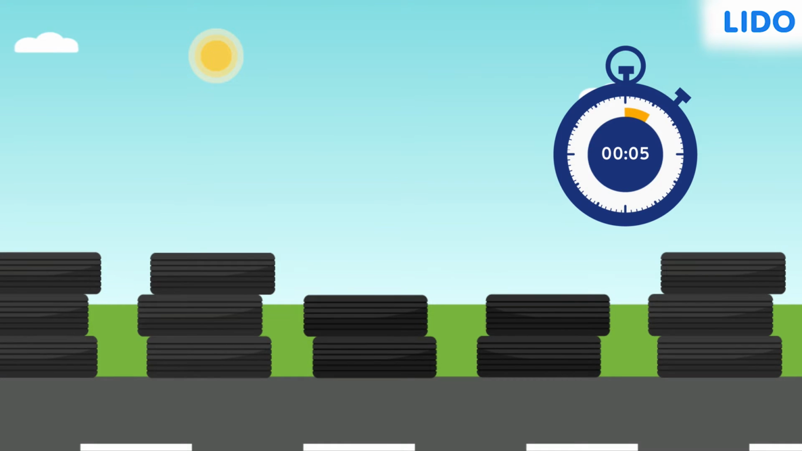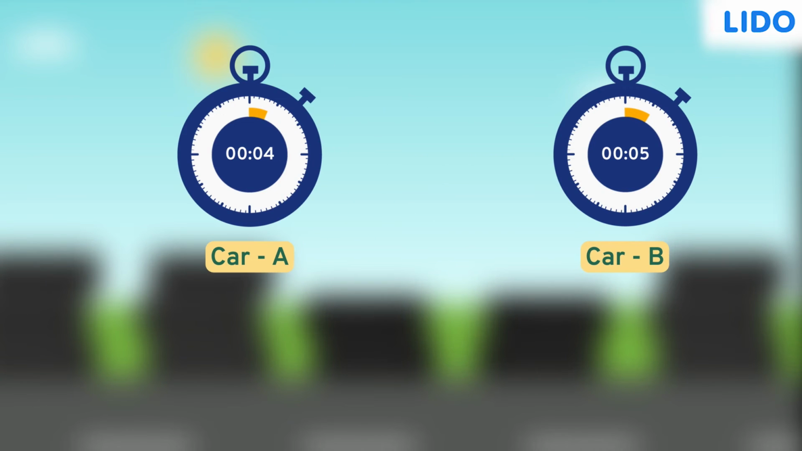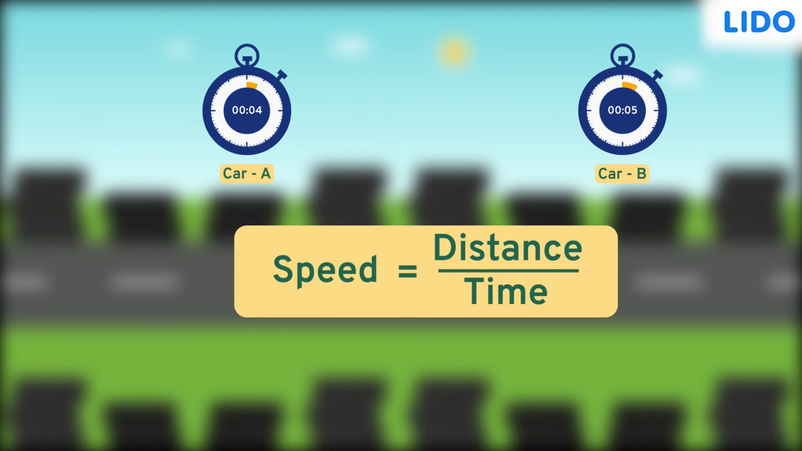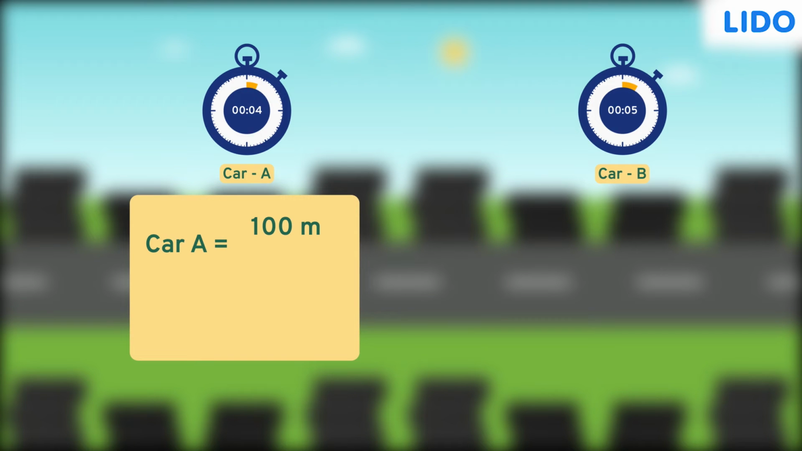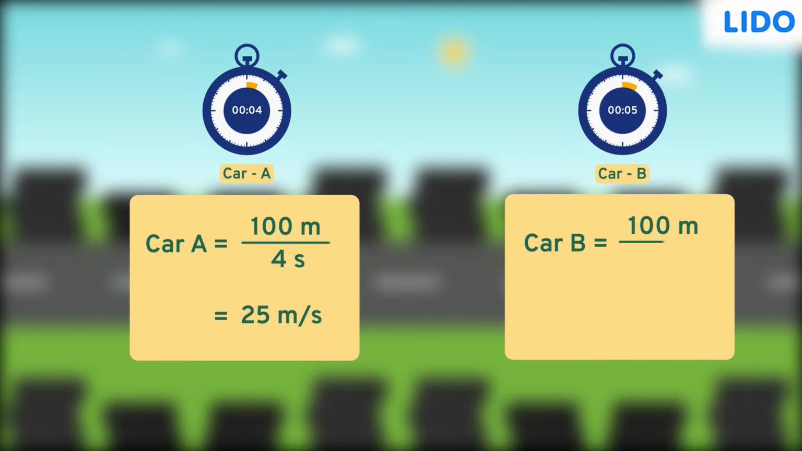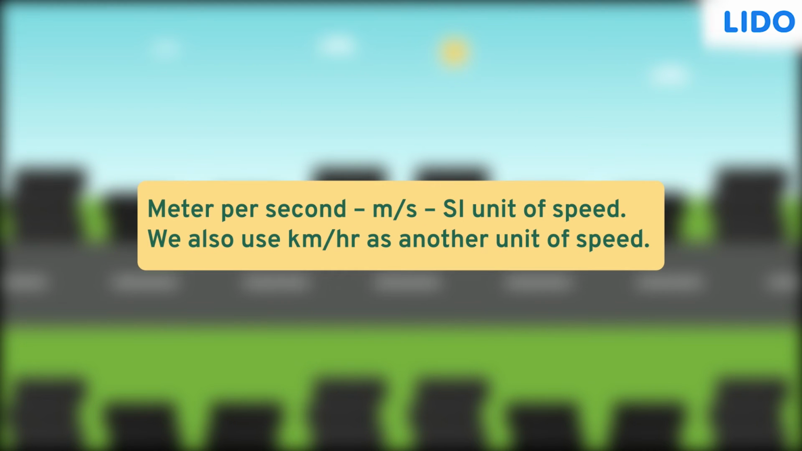Still impressive. Now that we have determined how long the two cars take to cover 100 meters, let's divide this distance by the time taken to determine their speed. Car A covered 100 meters in 4 seconds, so its speed is 25 meters per second. Car B covered 100 meters in 5 seconds, so its speed is 20 meters per second. Note that meter per second is the SI derived unit of speed, but we can also express speed in kilometers per hour. Now here's a question for you.